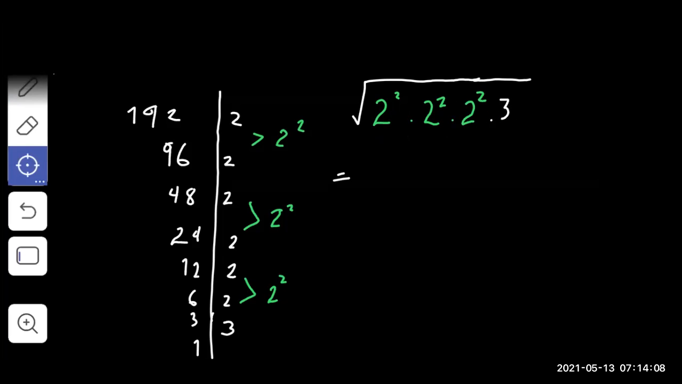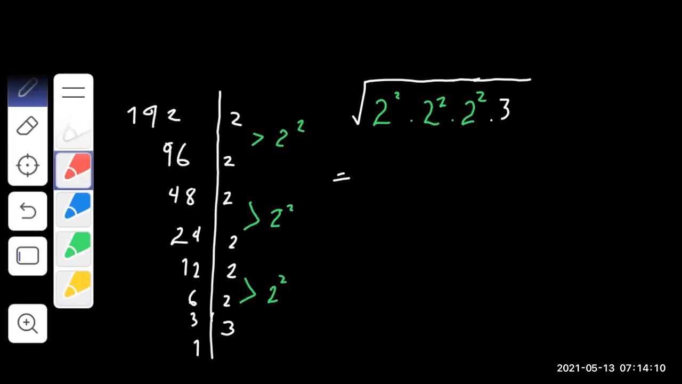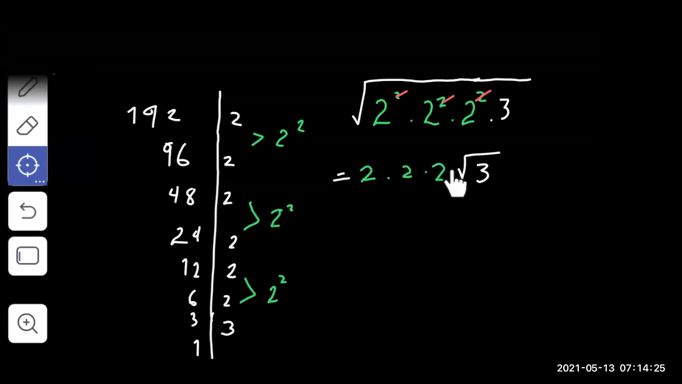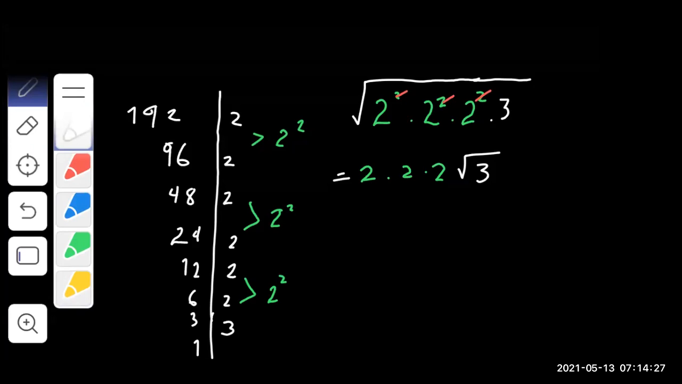Okay, but we know a property, guys. If we have a square and a square root with the same numbers, we can cancel and take that out. So 2 is going to be out, this 2 is going to be out, and this 2 is going to be out, and 3 is going to stay inside, because it's different. But 2, guys, is not likable, so let's multiply 2 times 2 times 2, 4, 8. 8 square root of 3, right? 8 square root of 3.